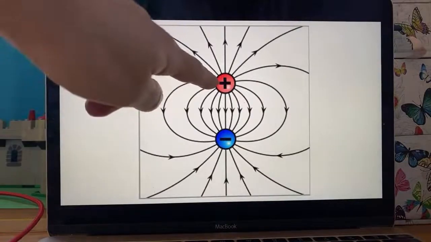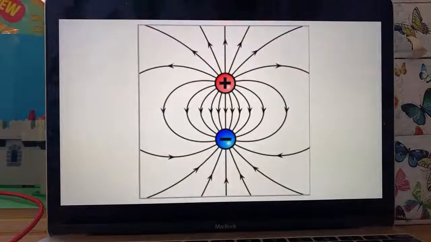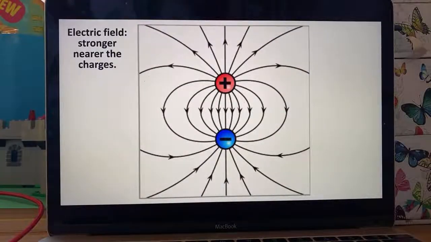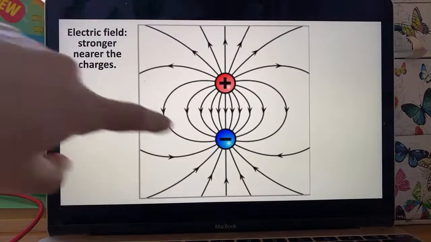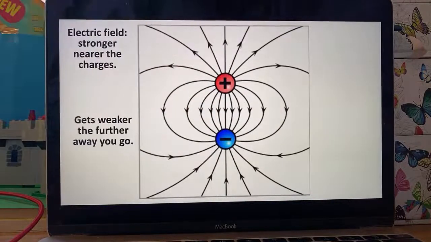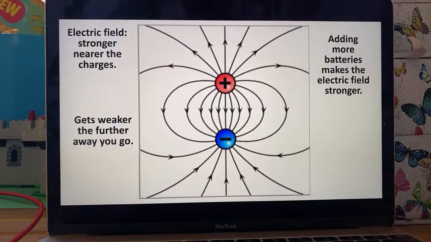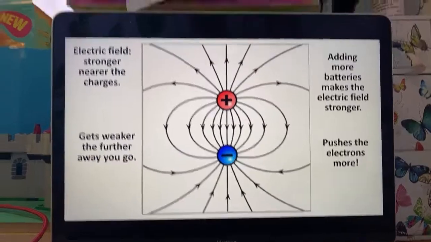So here's a positive particle and a negative particle, and this is how a physicist would draw the field lines around it. It's an electric field, which is incredibly similar to a magnetic field. So you can see it's stronger closer to the charges, because these little field lines are closer together. It gets weaker the further away you go. So this is what happens when you put a battery in a circuit, in a wire. Adding more and more batteries makes the electric field stronger, which pushes the electrons more.